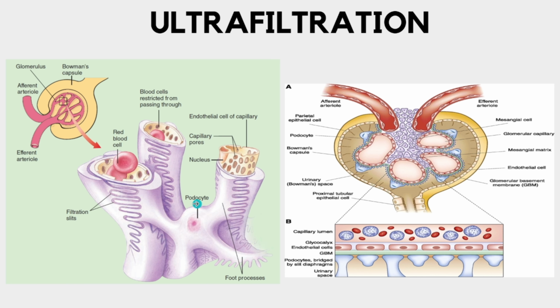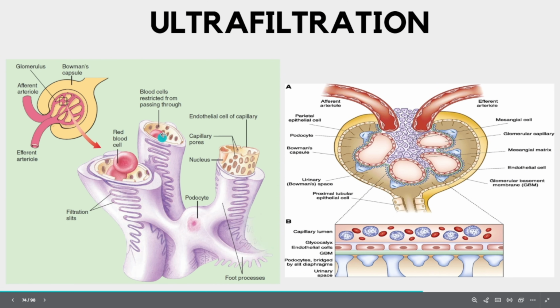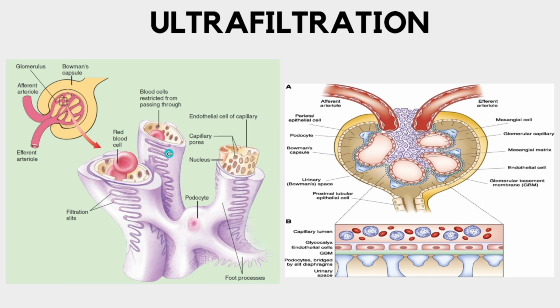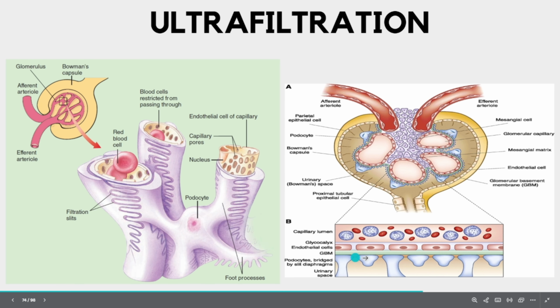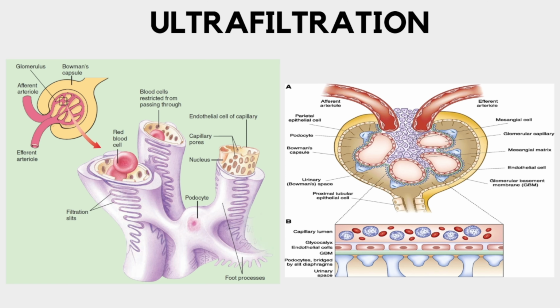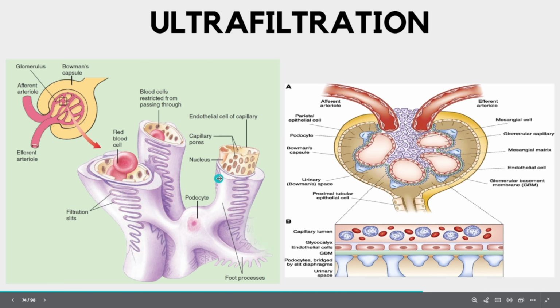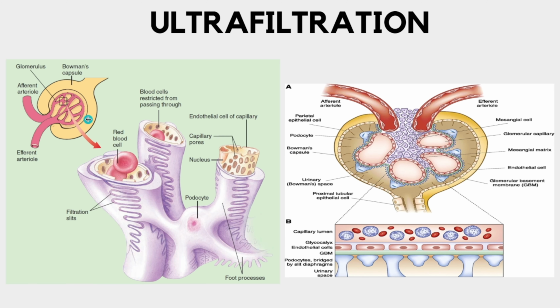They don't want the red blood cells to pass through, so the membrane covering the endothelial cells is called the glomerular basement membrane. This membrane is made from mucopolysaccharide, protein, and collagen fiber. You can see this is the capillary lumen, this is the endothelial cell, and this is the membrane. It separates the glomerulus from the capsule, and it also prevents blood cells, platelets, and plasma proteins from entering the Bowman's capsule.